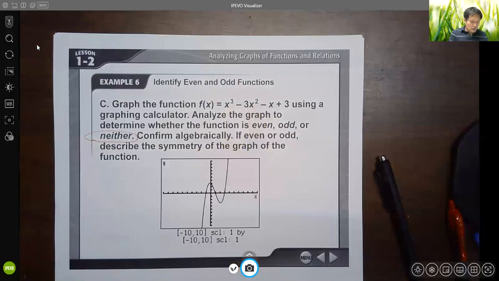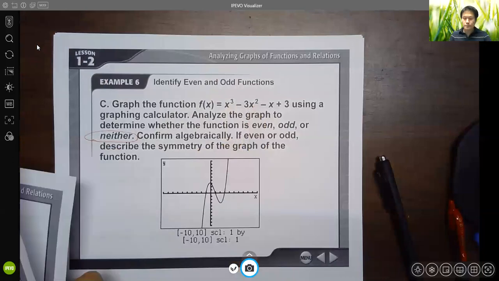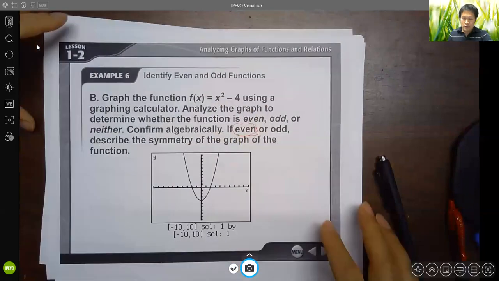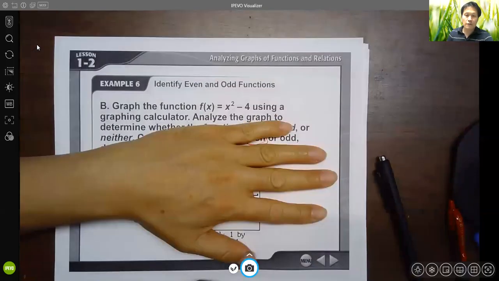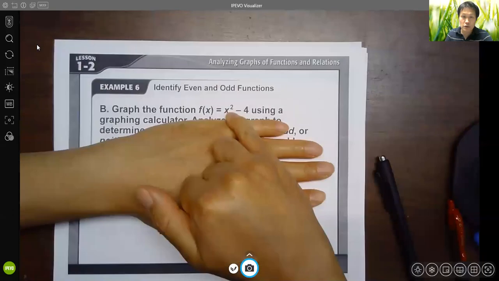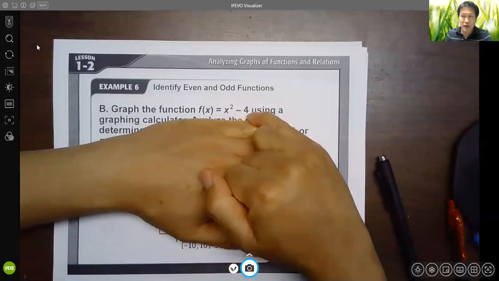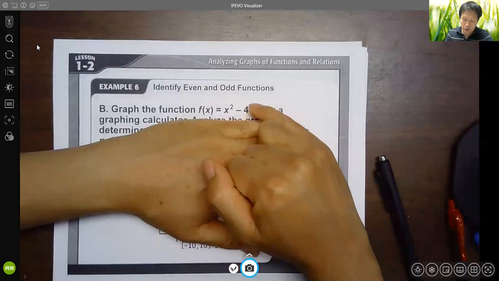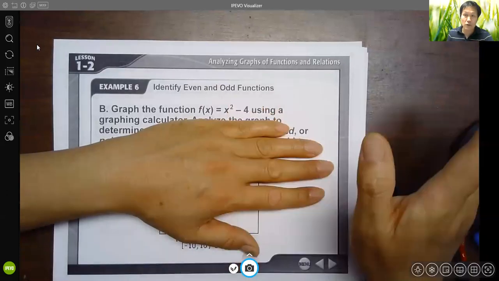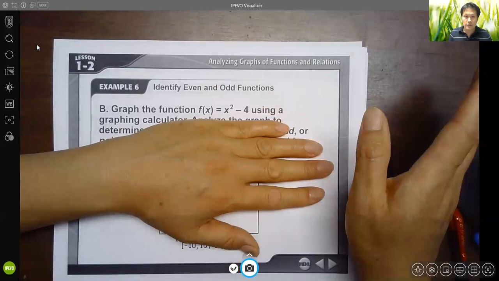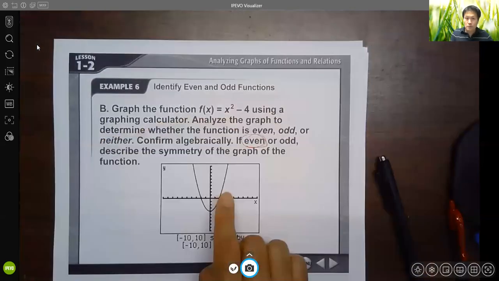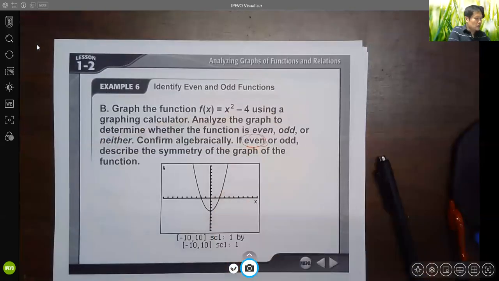Let's take a look at the previous example. So what if there was no graph? Again, the power of x is 2, even power. Power of x for minus 4, there's no x. That means 0 power. 0 power, second power, all even powers for x. What does that mean? Even function. Okay? So that's a very fast, handy way of saying even or odd.